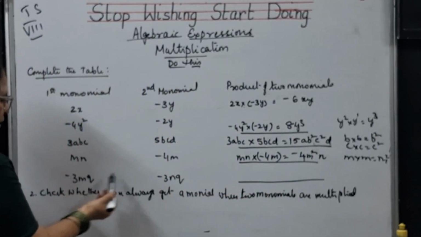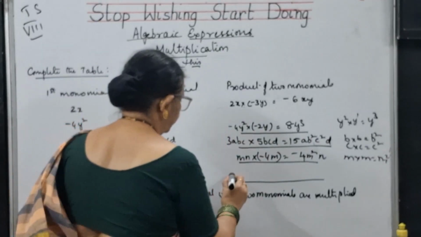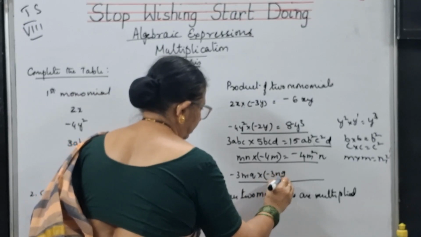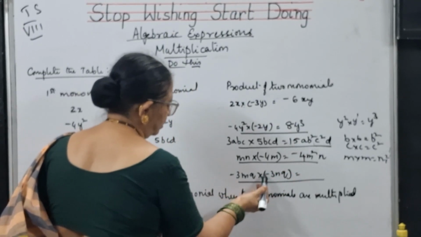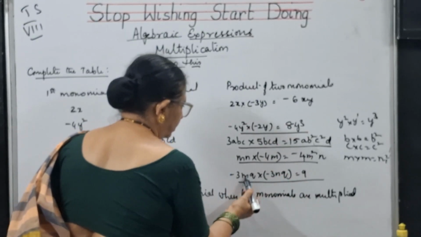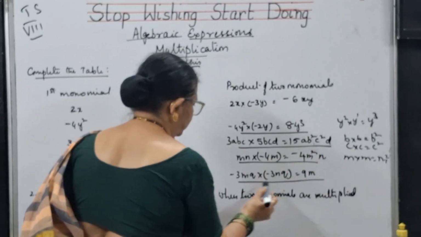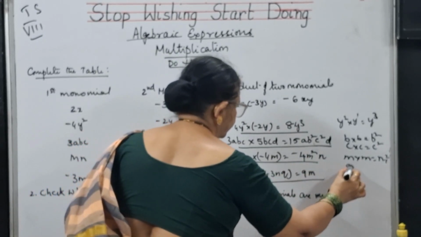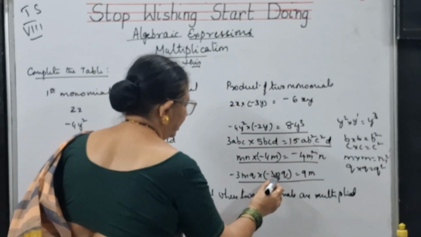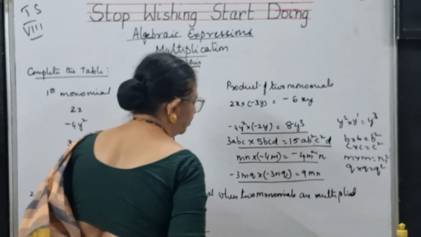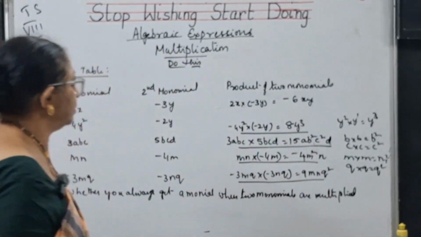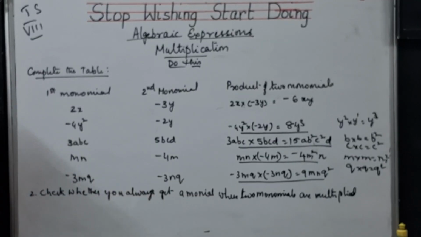Next, minus 3m cube into minus 3n cube. So here again minus into minus, plus, need not write. 3 into 3, 9. m into, there is no m, so I will write m as it is. q into q is q square. So n also, there is none in the other, so if you write minus 9mnq square, this is the answer, children. So you can understand very well here.